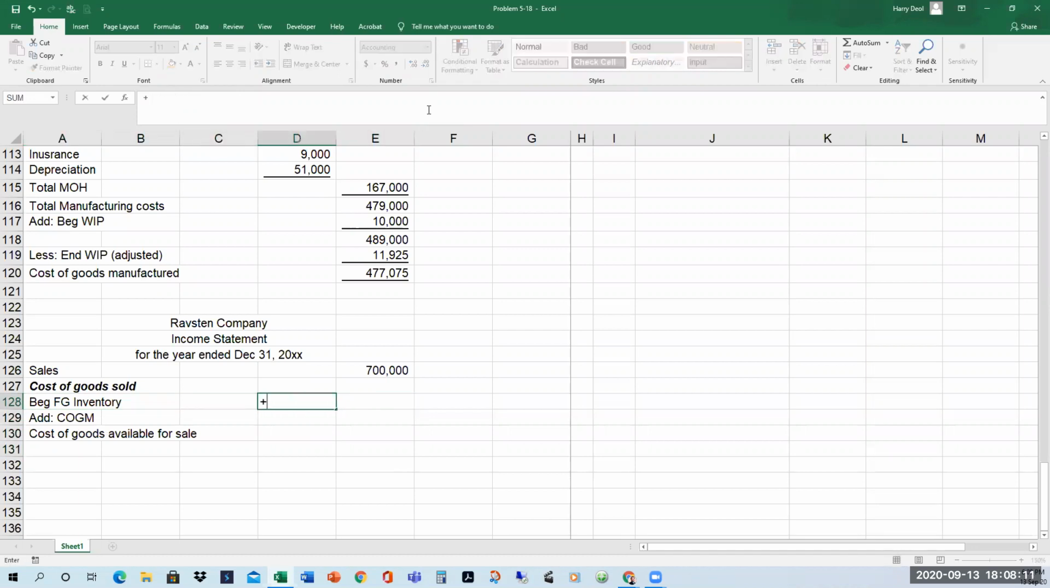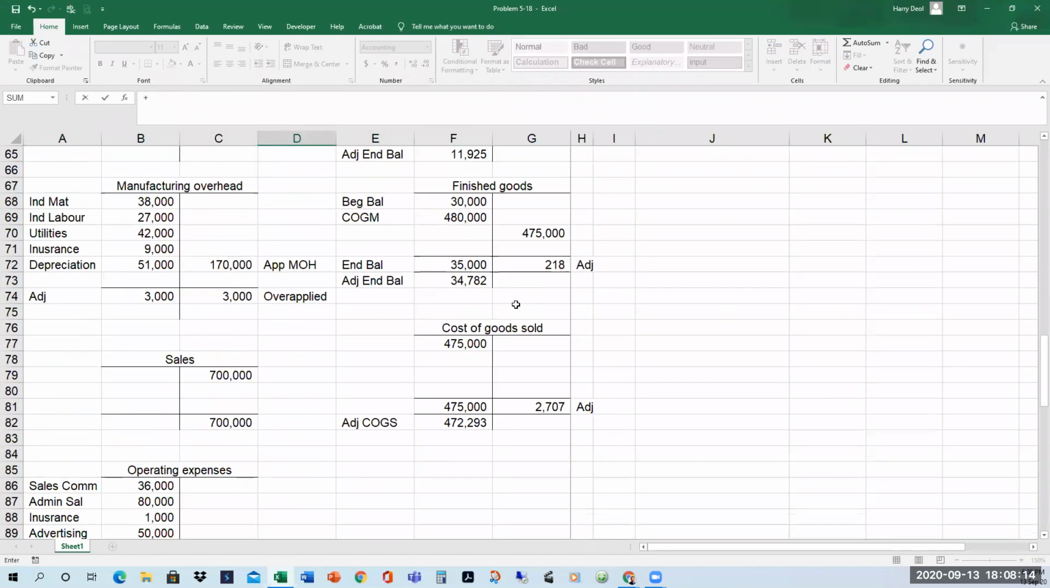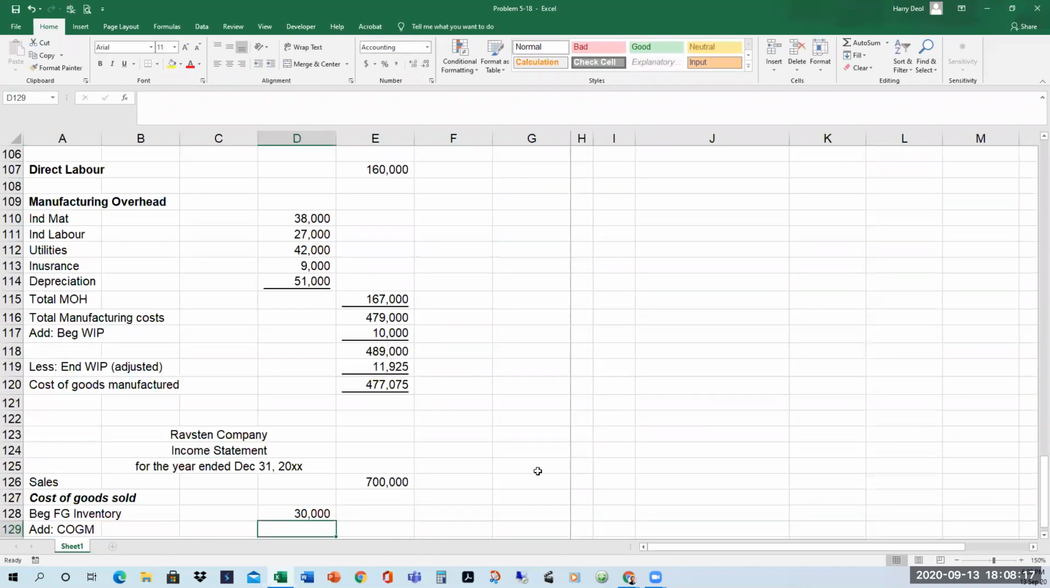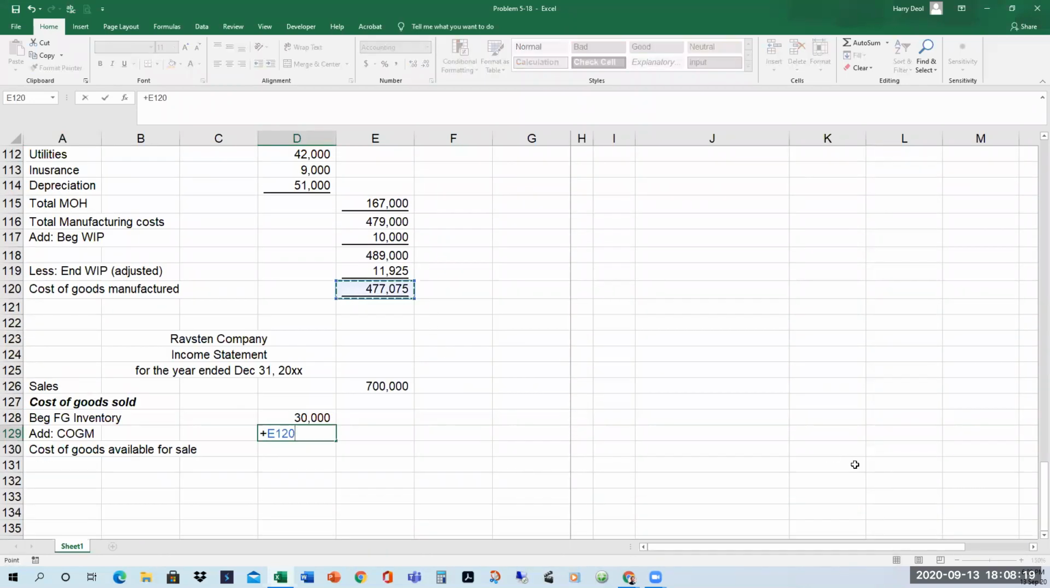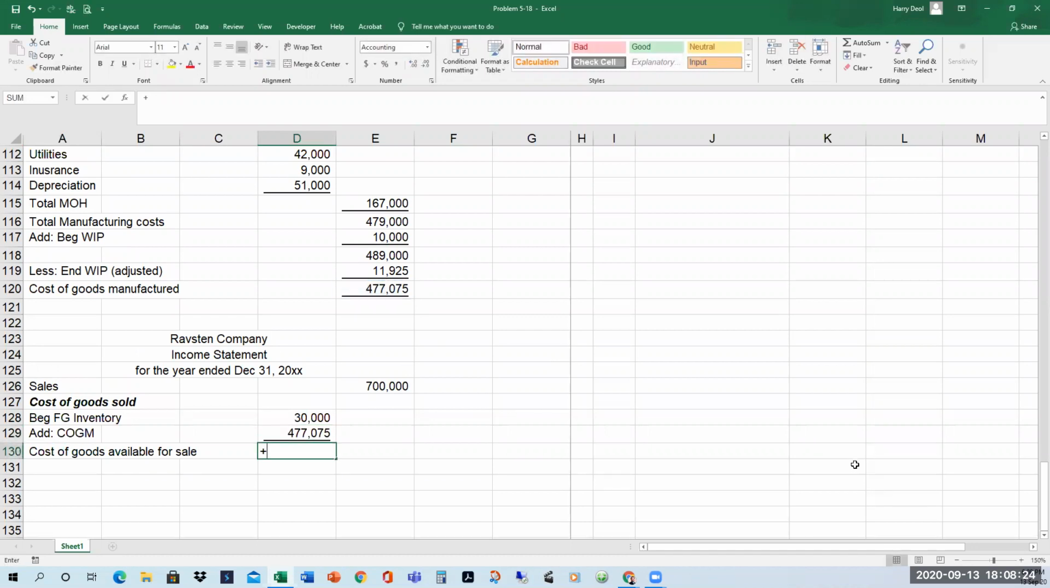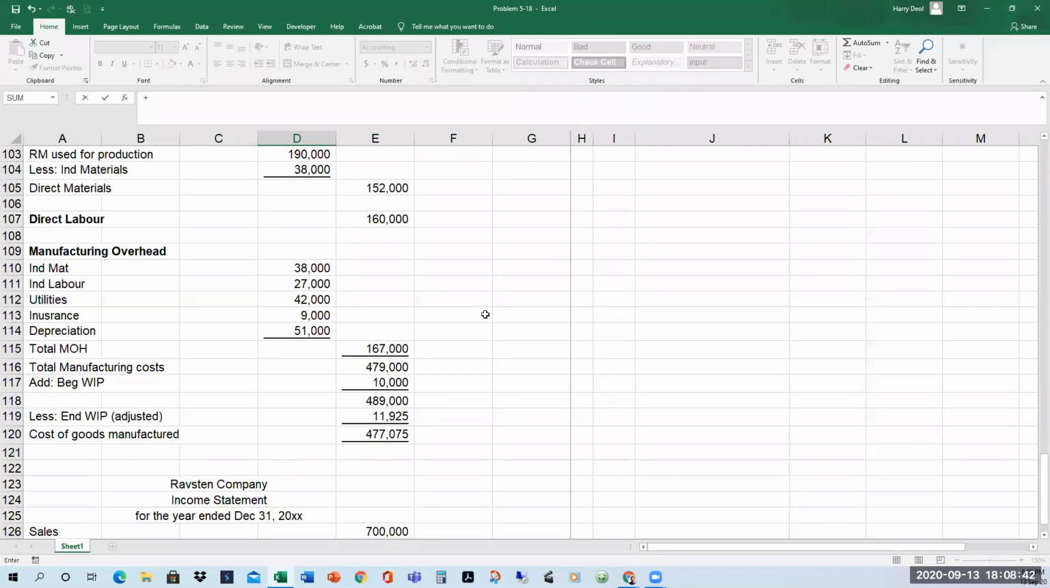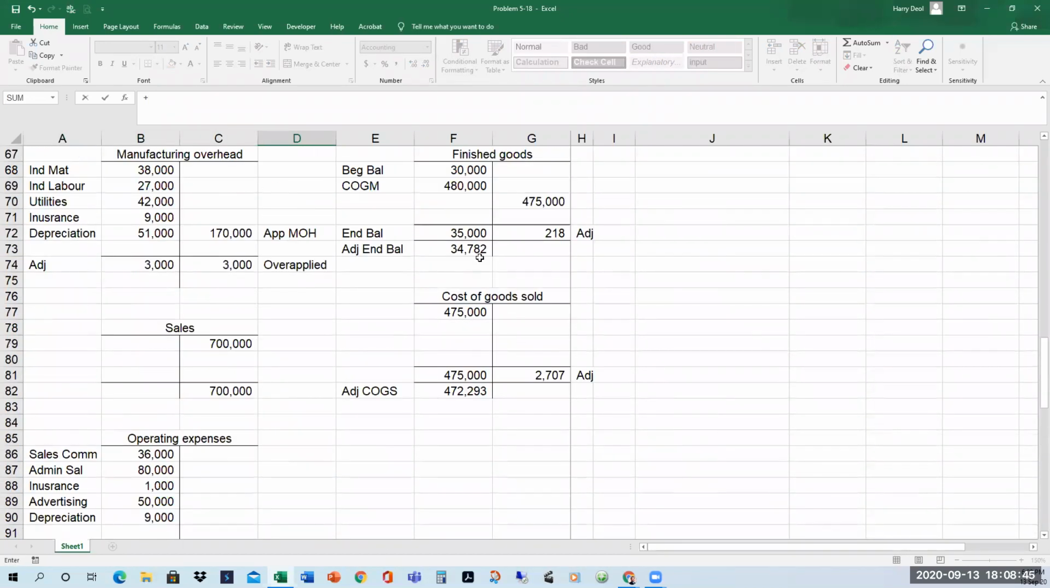So let's just take a look at that. Beginning finished goods inventory was 30,000. Add cost of goods manufactured, 477,075. Gives us cost of goods available for sale, 507,075. From that, subtract the ending finished goods inventory. Again, just keep in mind that it should be the adjusted number from the T account. The adjusted finished goods inventory is $34,782.